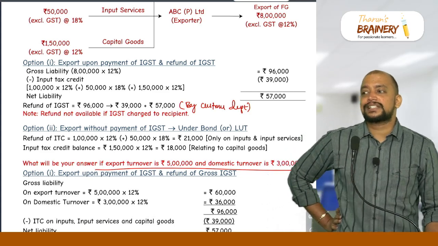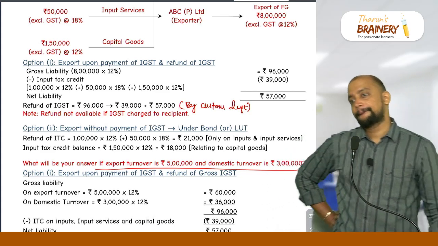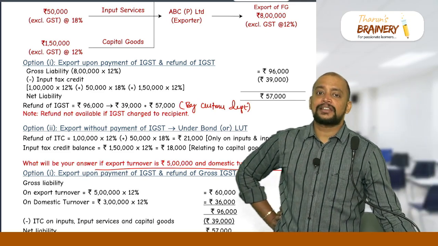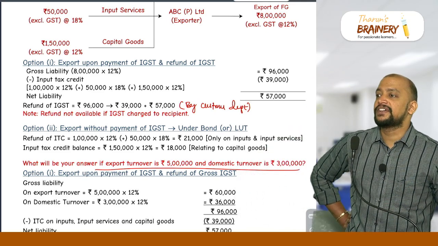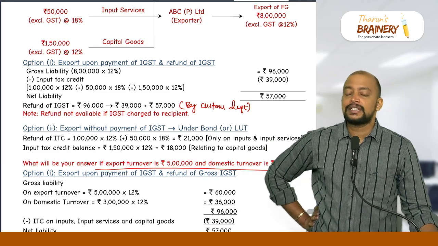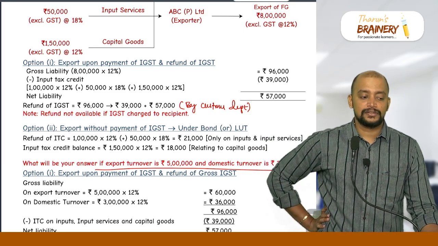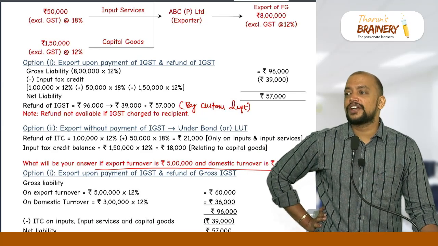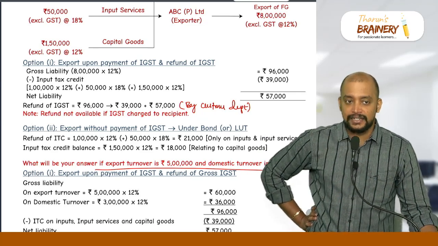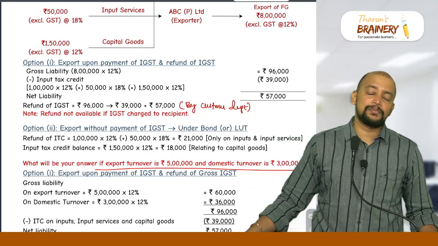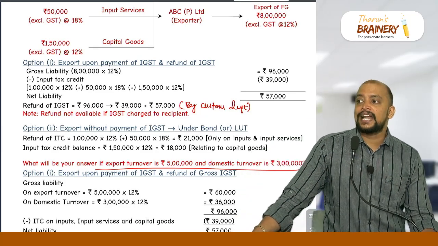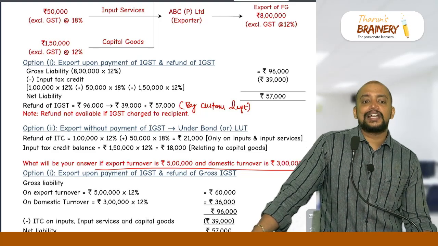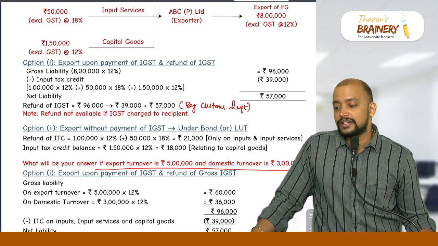Below that, input tax credit. Input tax credit, same 39,000, no change. Already we did in the previous computation, 39,000. How we got the 39? Already we know, 12,000 plus 9,000 plus 18,000. Net liability 57,000.